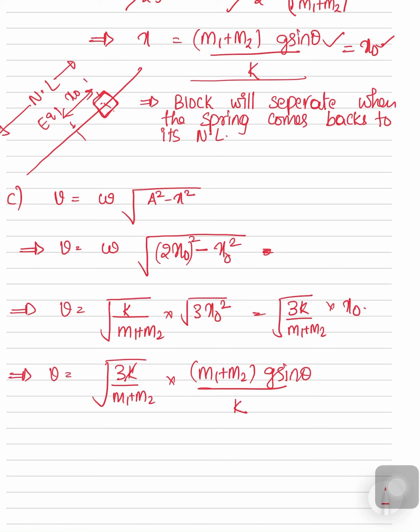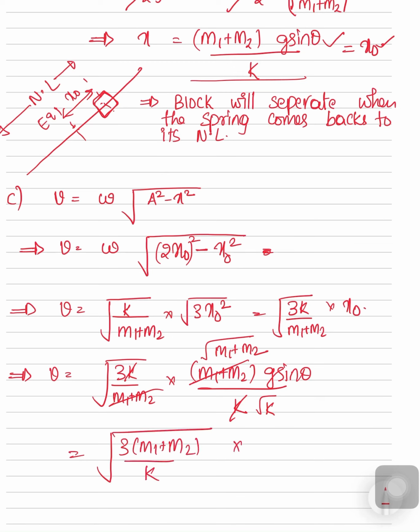So you can see this k will cancel out this k, root k times, and this will also cancel out root (m1 plus m2) times. So you can just club it and you can write root of 3 into (m1 plus m2) divided by k, into g sin theta. This will be the final answer for the solution. It is a lengthy one.